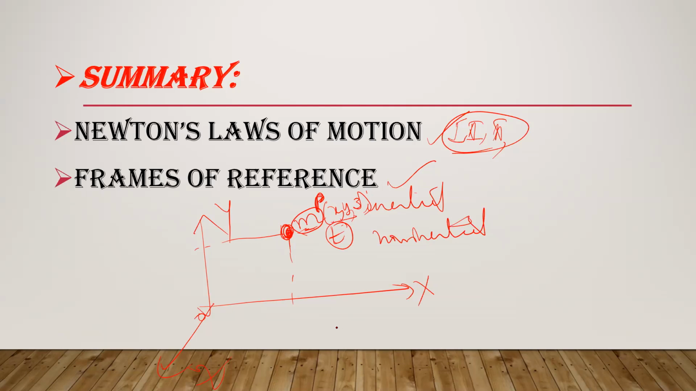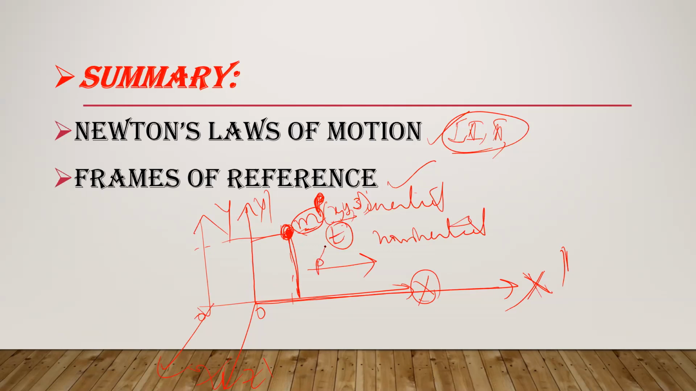This is one frame of reference. If I have one more frame of reference moving with some velocity in this direction, the x-axes are the same, but the y-axis and z-axis are different, because this one is moving parallel to the x direction. Then the coordinates for the position of P will change. It will be P dash because the coordinates have changed. Now this is not the origin; this is the origin O dash.